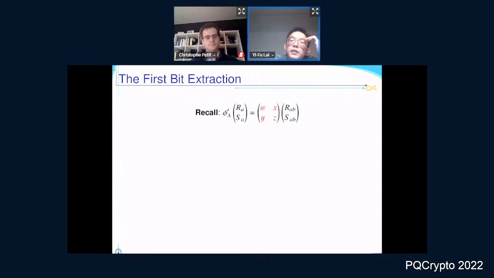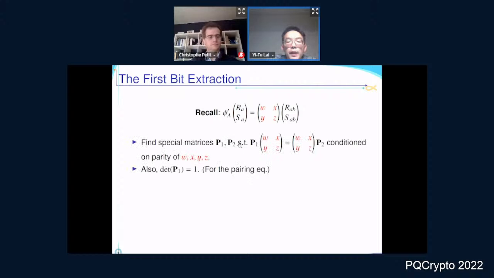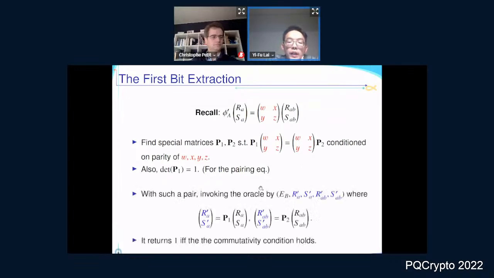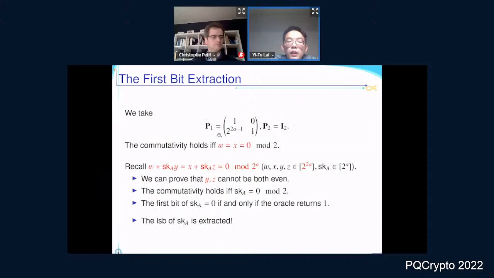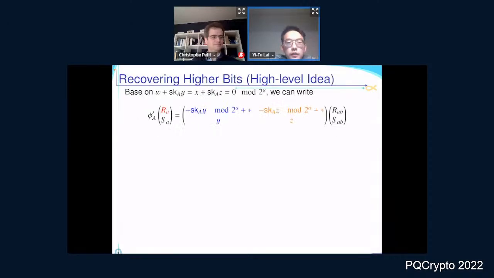To extract the first bit, we try to find special matrices P1 and P2, such that P1 of the matrix equals the matrix of P2, and the determinant has to be 1 for the parallel parent check. If we can find these pairs, then we can extract the first bit. And this is what we find. We just use this simple matrix here, and for this condition, you can prove that it holds if and only if the secret key is 0. So in this way, we can extract the first bit.